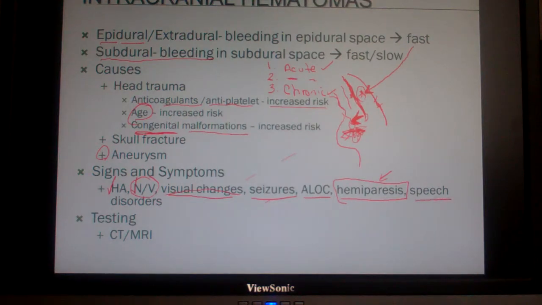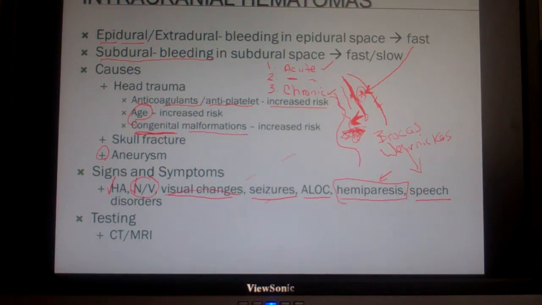Speech disorders, as we learned earlier, maybe it's pressing on your Broca's area, or maybe your Wernicke's area or something like that, and causing a speech disorder. Again, hopefully these make more sense than just trying to memorize them. You're pressing on your brain. Think about it. Anything that can really happen when you put pressure on your brain is true for hematomas, and it's true for anything else that's pressing on your brain.